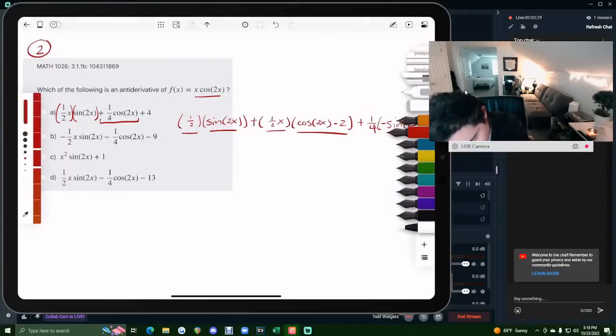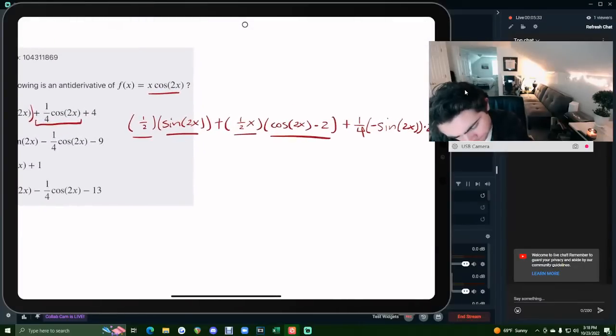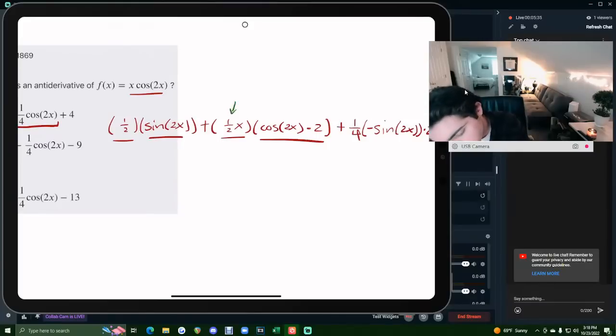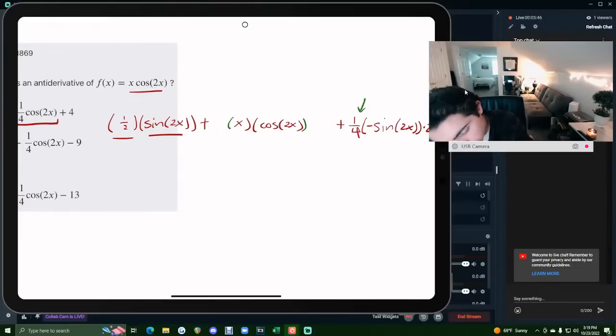So let's get to simplifying. What do we see? We see that we have a 1/2 times a 2 here, so I'm just going to get rid of all that. We're just going to be left with x times cosine of 2x there.